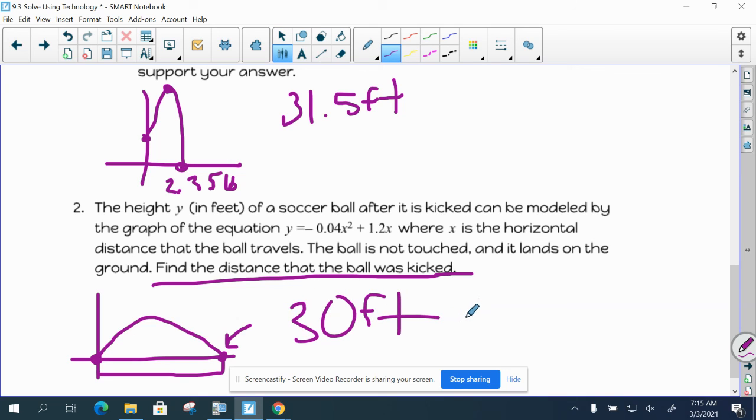All right, so that is the end of this lesson that focused on solving quadratic equations using the Desmos graphing calculator. Hope you guys have a great day.